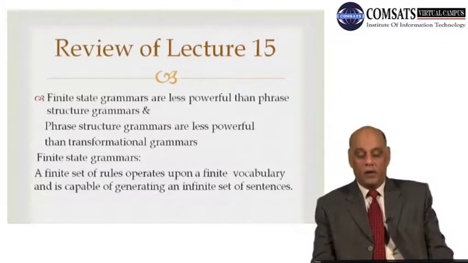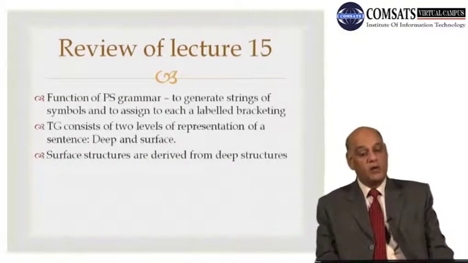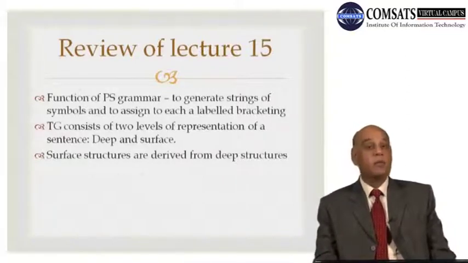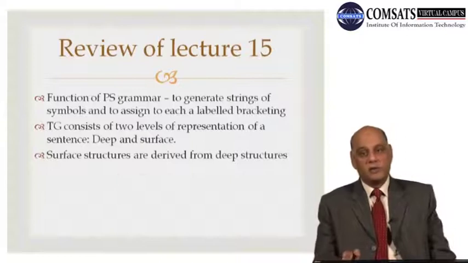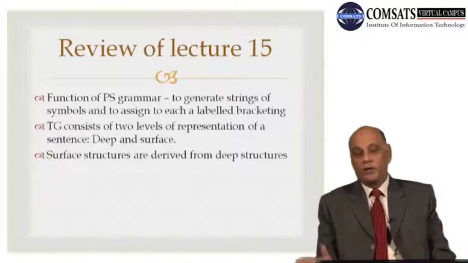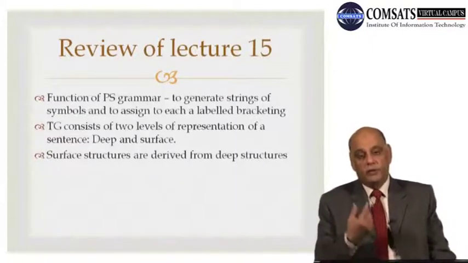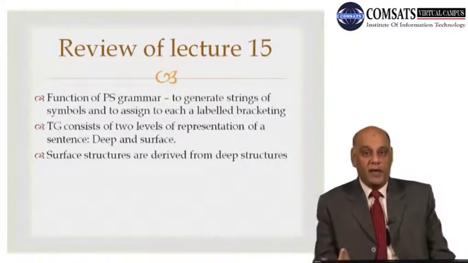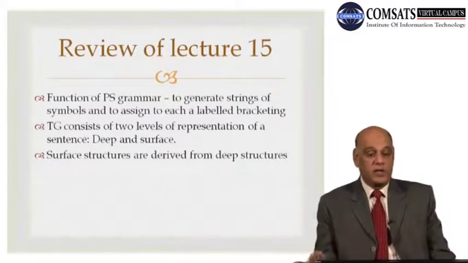Moving on, we see that the function of phrase structure grammar is to generate strings of symbols and to assign to each a labeled bracketing. So the second kind of grammar that we discussed in the last class generates symbols and then puts a labeled bracketing, which means we divide or parse a sentence into different small parts, and we analyze each different part of a sentence.